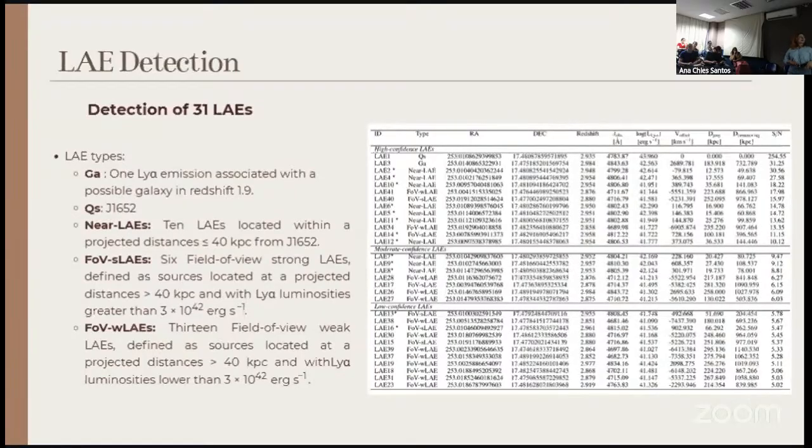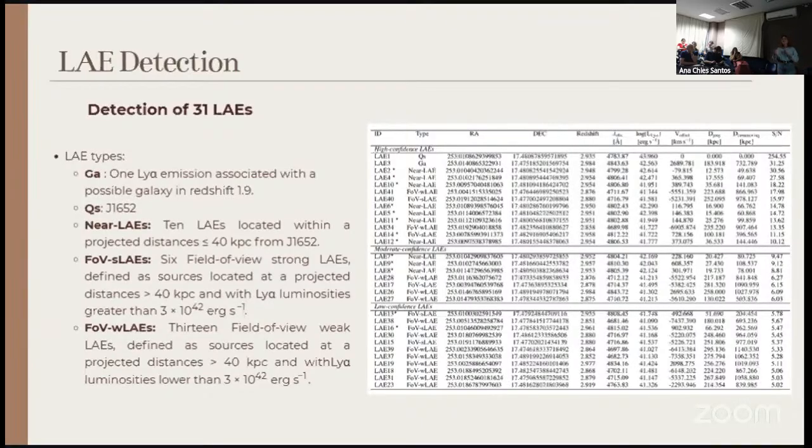So I classified these emissions as galaxy and quasar. The galaxy here is one particular case that I will talk about another time because it is complex. We have one galaxy at redshift 1.9 and one Lyman-α emission at redshift 3, almost together in the line of sight, so we can resolve this. I exclude this, but it is a really interesting case. And we have the quasar itself.